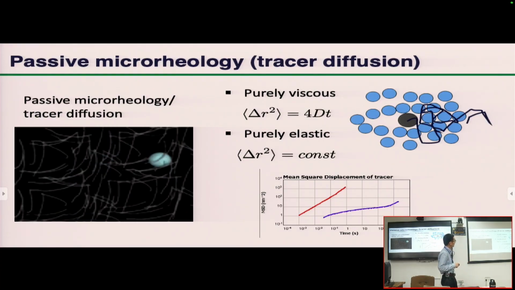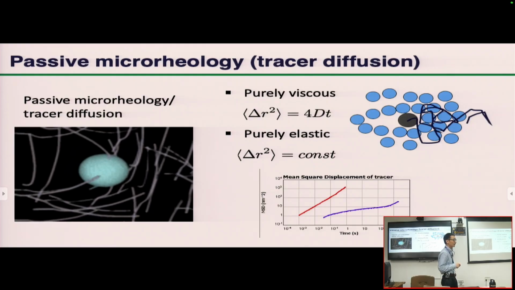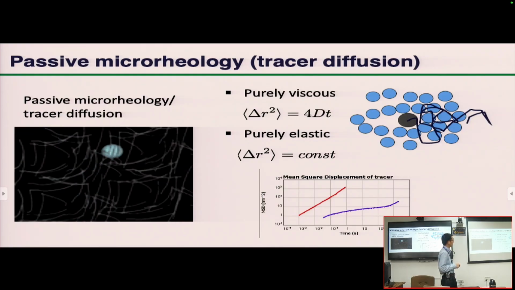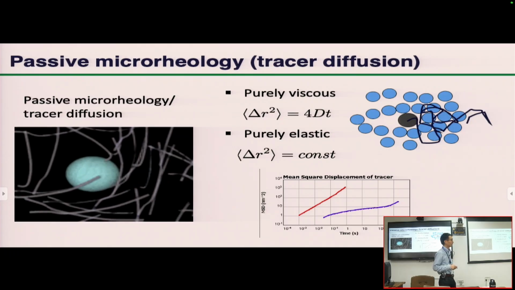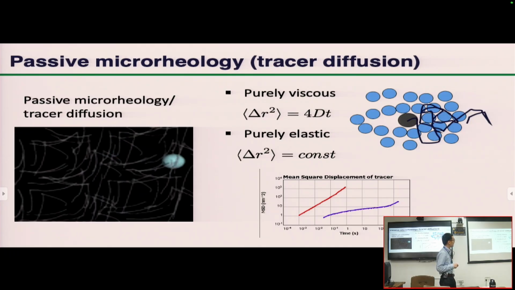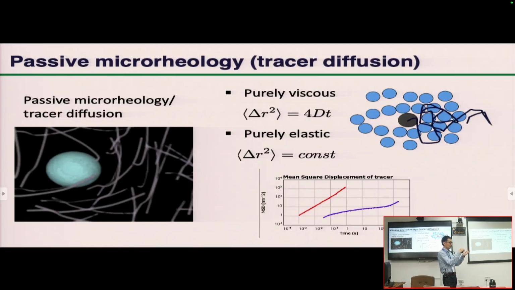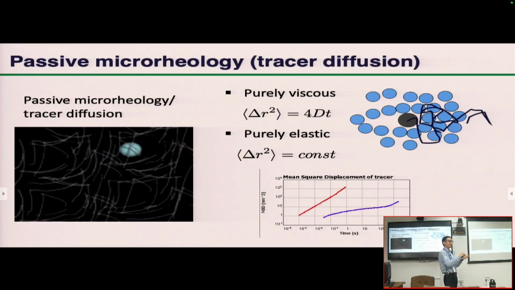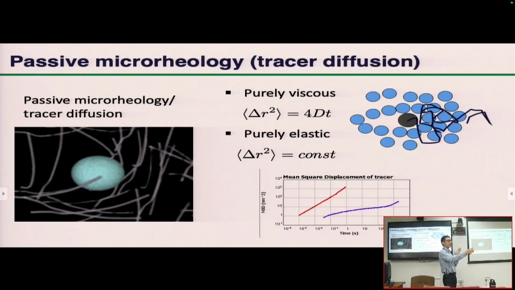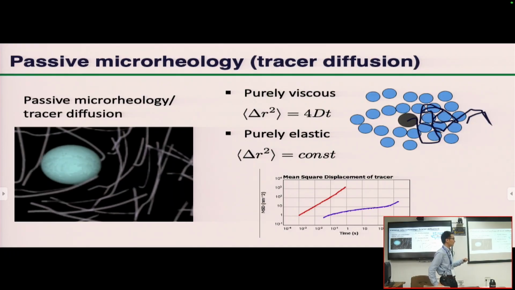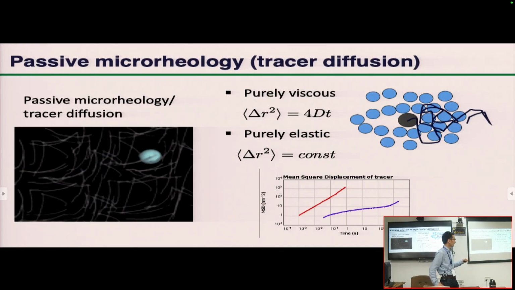If you're putting a bead in a purely viscous environment, it's just undergoing diffusive motion, right? Then the mean square displacement is linear in time. What if you put a bead in a purely elastic medium? What happens? So the bead is in an elastic environment. It takes a step. What happens? There's a spring force that brings it back. So on average, you can't go anywhere. So the mean square displacement is going to be a finite number, a constant.